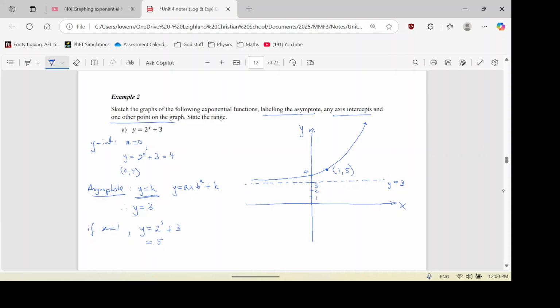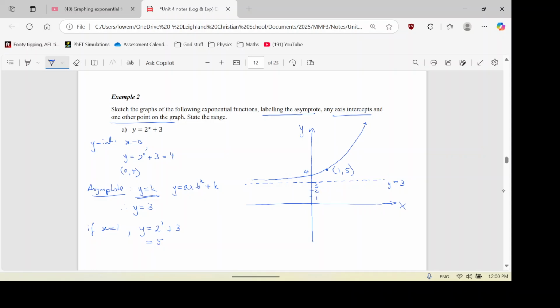We want any axis intercepts, so there may or may not be an x-intercept, depending on what the transformations are that have occurred. And we want to put one other point on the graph. Okay, so let's have a look here.